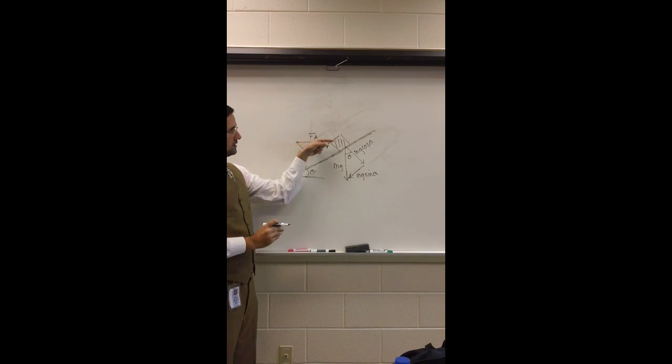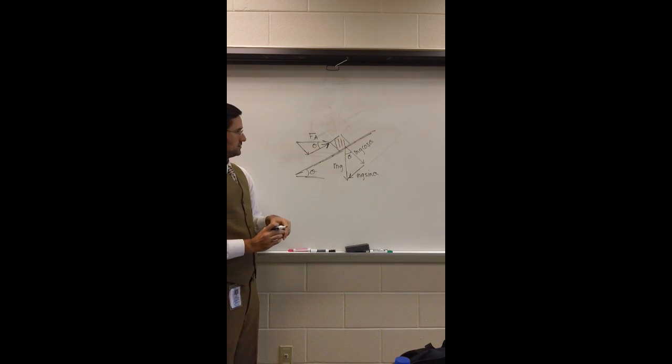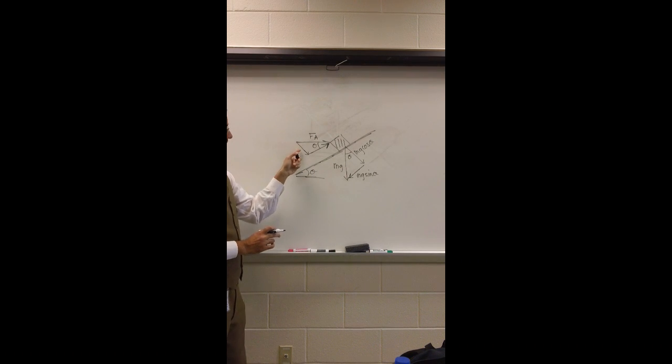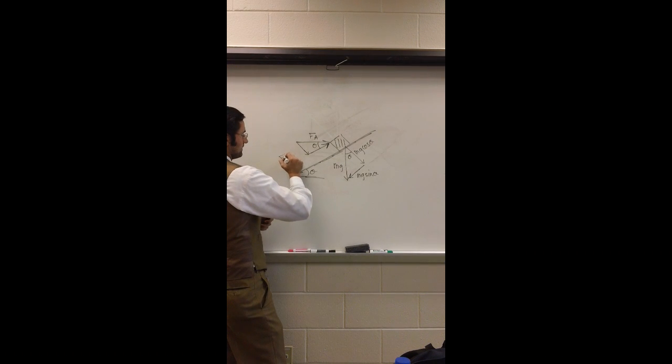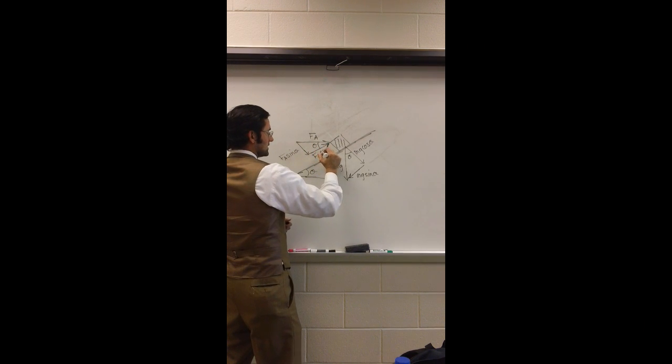If Fa was being applied to the box in this direction, then there's a component of Fa that is perpendicular to the surface, and there's a component of Fa that's parallel to the surface. So the component that's perpendicular is going to be Fa sine theta, and the component that is parallel to the surface is Fa cosine theta.